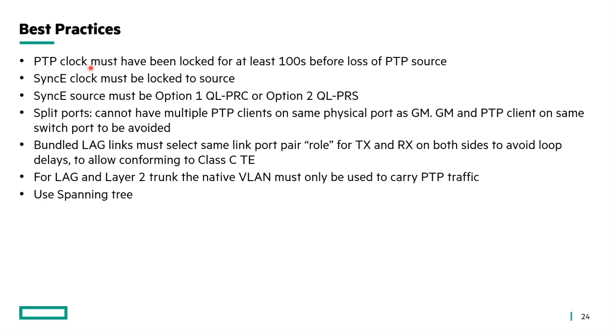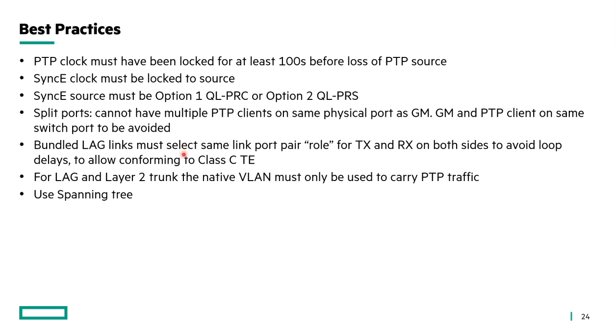I've mentioned some of this earlier. So the PTP clock must be locked for at least 100 seconds before we have some sort of PTP loss, and to be able to keep to the Class C performance. And of course the SyncE clock must be locked to a source as well. And then the SyncE source must have an option 1 quality level PRC or a quality level option 2 quality level PRS. Remember, split ports can't have multiple PTP clients on the same physical port if you have a Grandmaster. So if you have a Grandmaster and PTP client on the same port, that should be avoided.